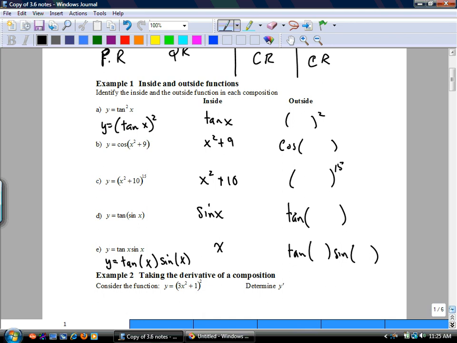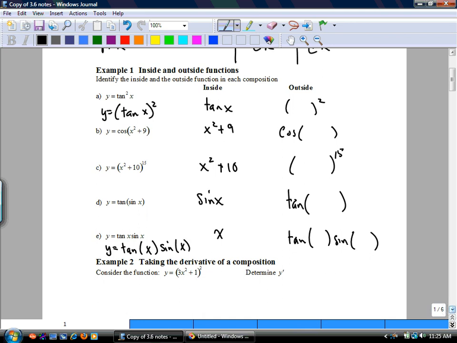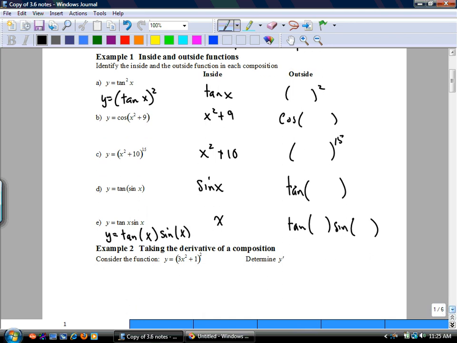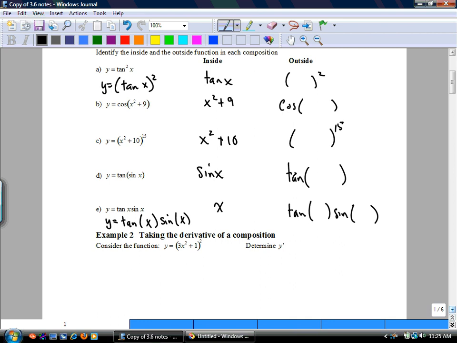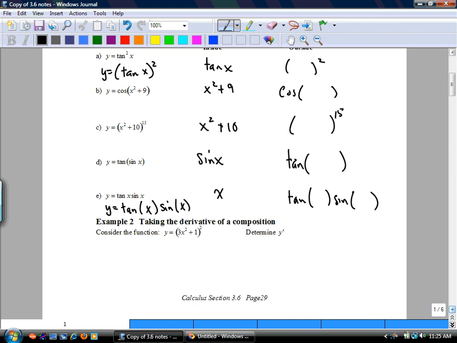Yeah, okay. Consider the function 3x squared plus 1 all squared, determine y prime. So I'm pretending right now that you don't know the chain rule, because you don't. So the only rule that you can use right now is the product rule. Actually, you can also do the power rule here as well. So I guess we have three ways of doing this.